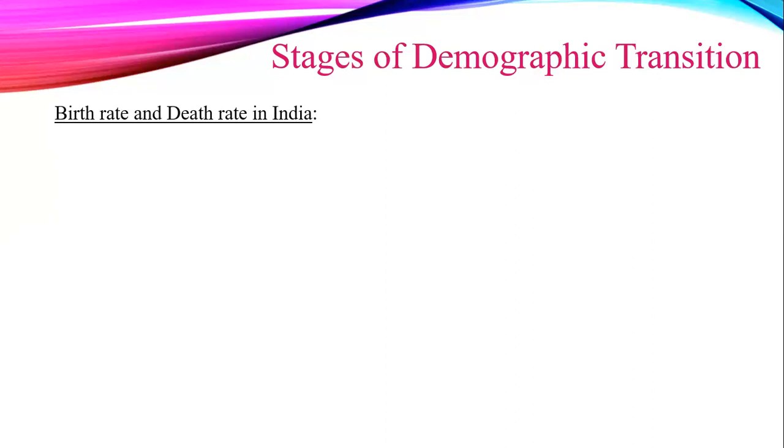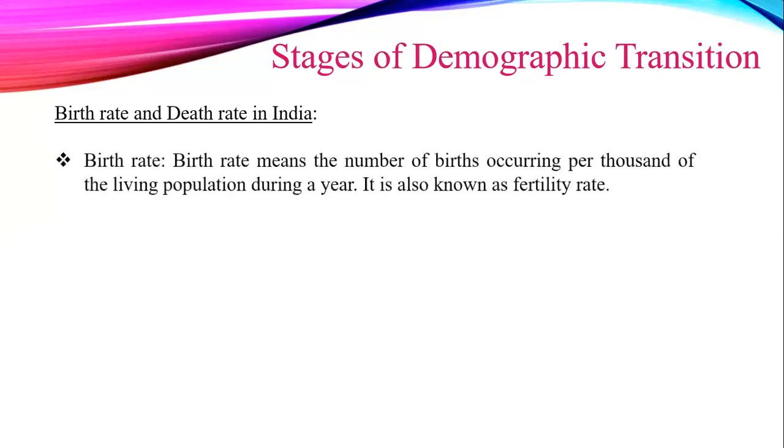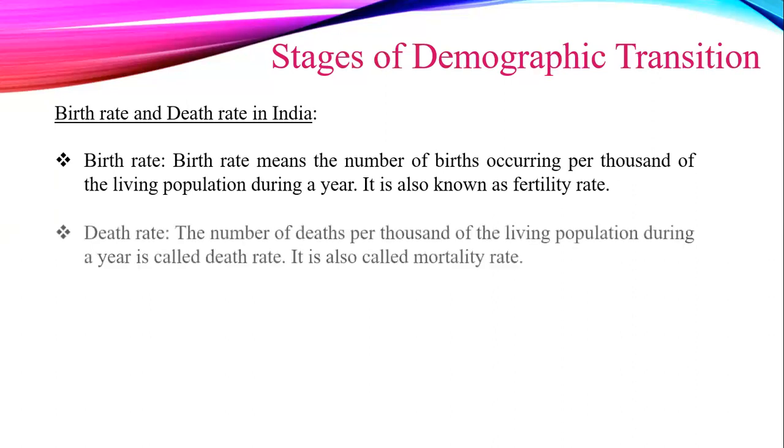Now, students, what do you mean by birth rate? What do you mean by death rate? Birth rate means the number of births occurring per 1,000 of living population during a year. It is also known as fertility rate.